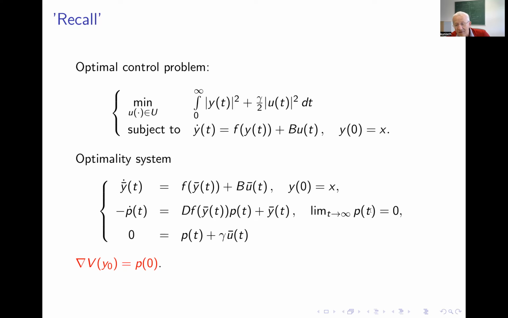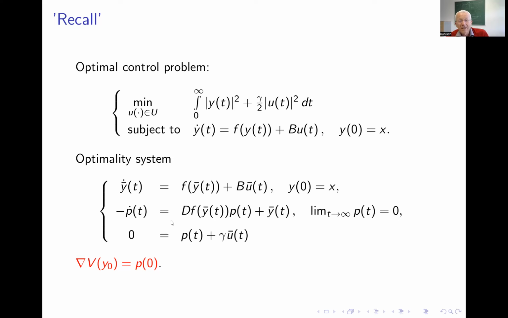Why do I say running back? Because this has a terminal condition, a boundary condition at the other side, at infinity. This is the initial condition for the original equation, and a terminal condition for the adjoint equation. I run this back to 0, I evaluate, and I have the gradient.